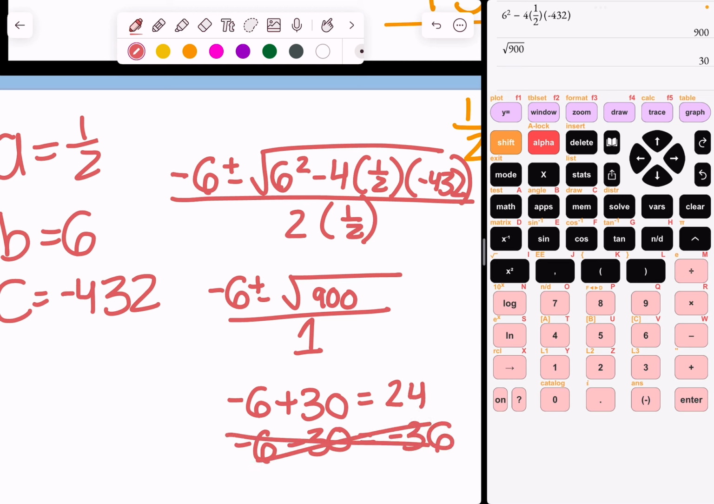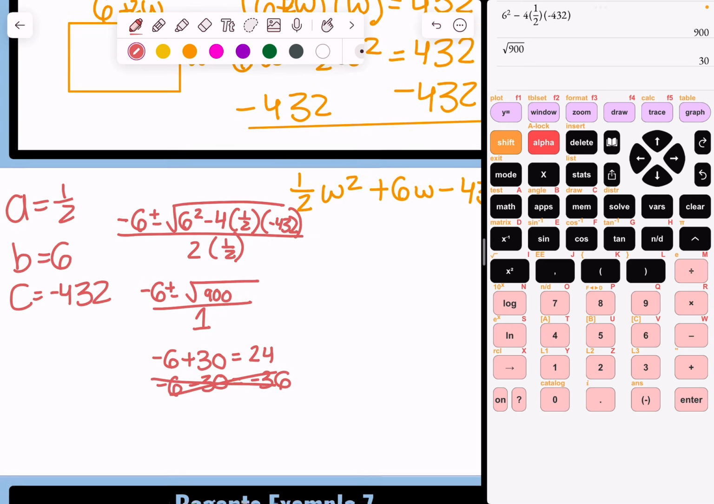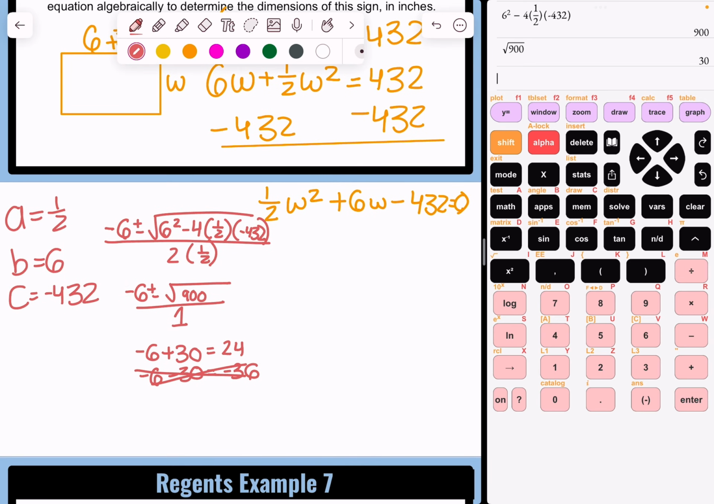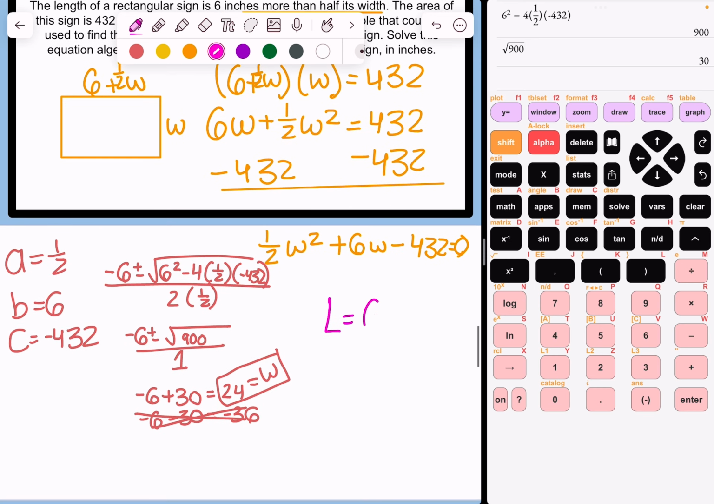I can't have the answer negative 36 because I cannot allow my W, my width, to equal a negative number. So I know that my width is 24, and let's find my length. The formula to find length was 6 plus 1/2 W. So let's do that now. 6 plus 1/2. My W is 24. And when we do that, we get that the length is 18.